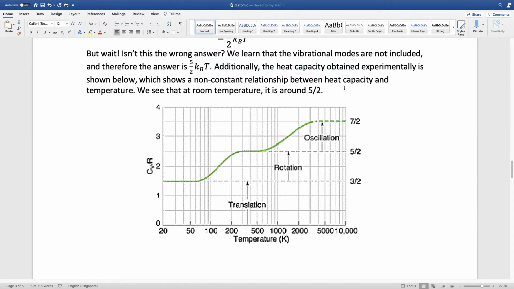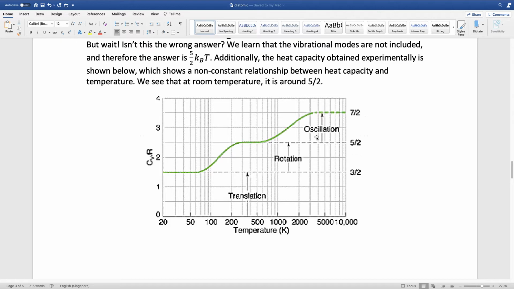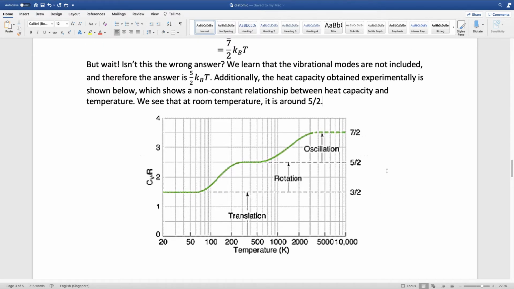So this graph is experimentally obtained, and we observe a non-constant relationship between heat capacity on the y-axis and temperature on the x-axis. Around room temperature, which is around 300 Kelvin, we get 5/2, which is what we usually learn in a thermodynamics course. However, at higher temperatures, it becomes 7/2, and interestingly, at very low temperatures, it becomes 3/2. So what is going on over here?